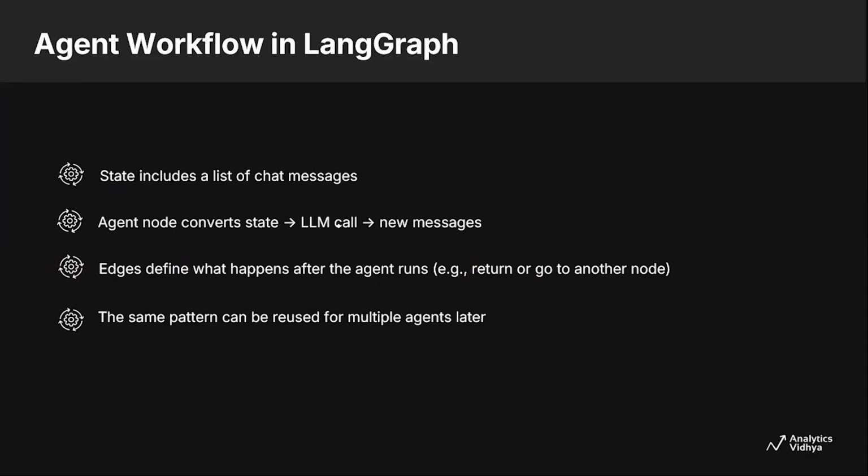And the agent workflow in LangGraph is going to include a list of chat messages, an agent node that converts state into an LLM call and new messages, and edges, which basically define what happens after the agent runs. So here, after the agent run, you can either respond back to the user, or you can call another node, or you can do some sort of post processing on that particular response, things like that. And the same pattern can be used for multiple agents later, which we will take a look at in just a second.